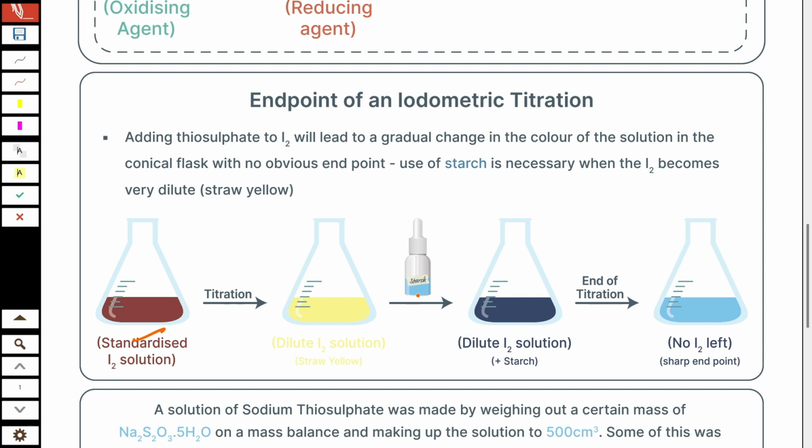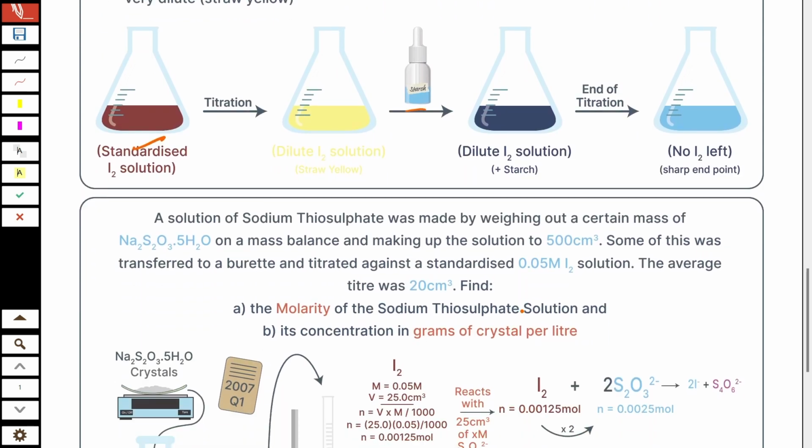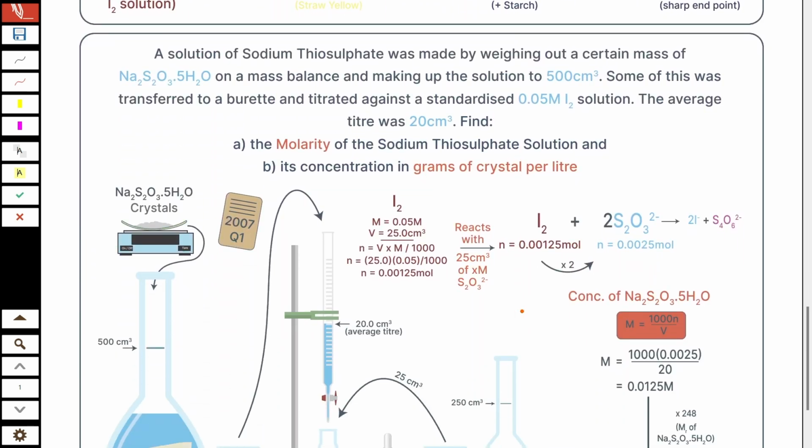The solution, of course, is to add starch, okay? When we add our starch, it turns the solution blue-black. So we wait until it's a very, very faded yellow, add some starch, we get this blue-black solution. And then when we continue with our titration, the transition from blue-black to colorless is very dramatic, and that allows us to accurately measure our titer. Okay, moving on to a question then. This question is from 2007.